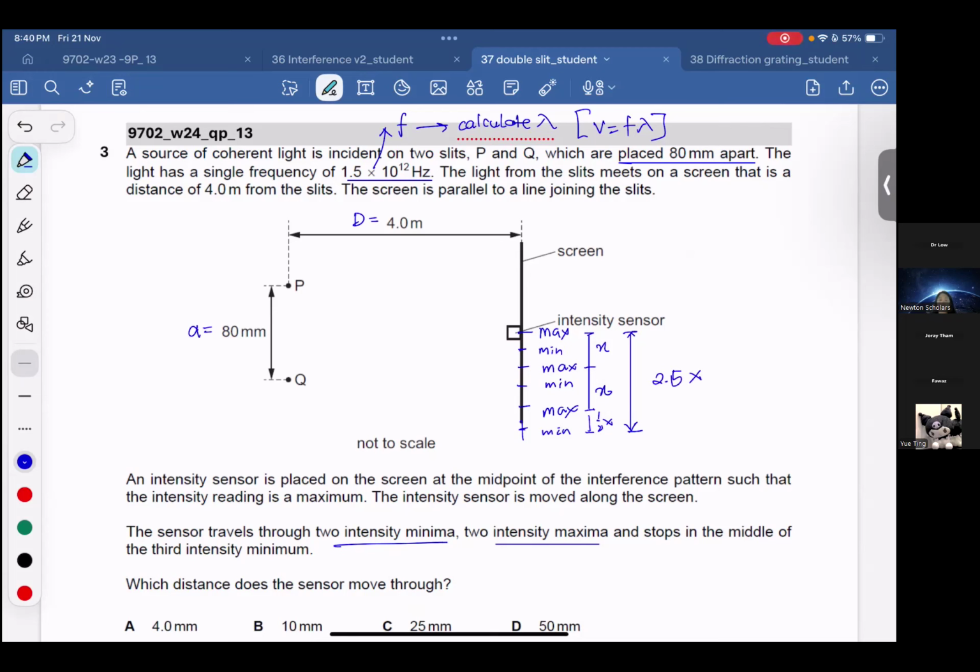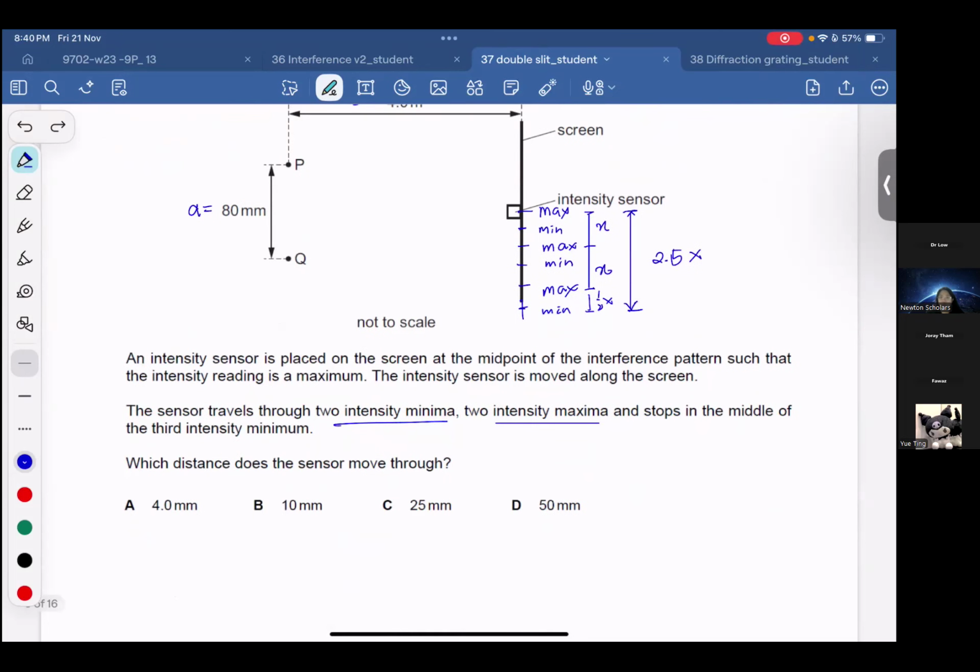Do you agree with what I draw and what I tell you? We're starting from the center, which is maximum. Then we go to minimum, maximum, minimum, maximum, and then we stop at the third minimum. From the starting until I stop, we already go through 2.5x. They're asking you how far is this 2.5. So boys and girls, what is your task? Finding your x. At the end, the distance traveled by the sensor will become 2.5x. So calculate that out. That is your answer.